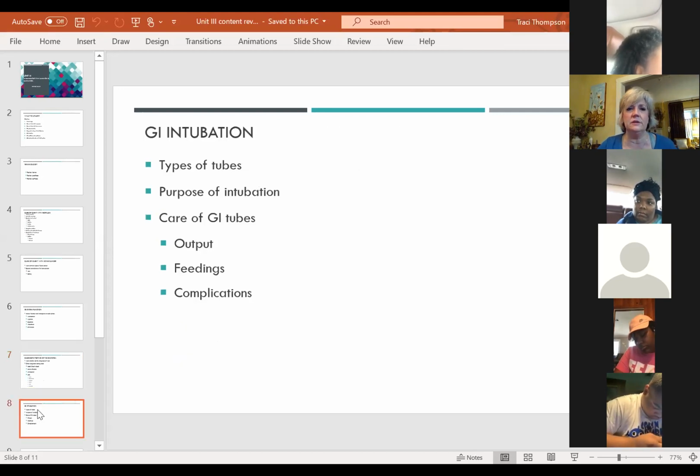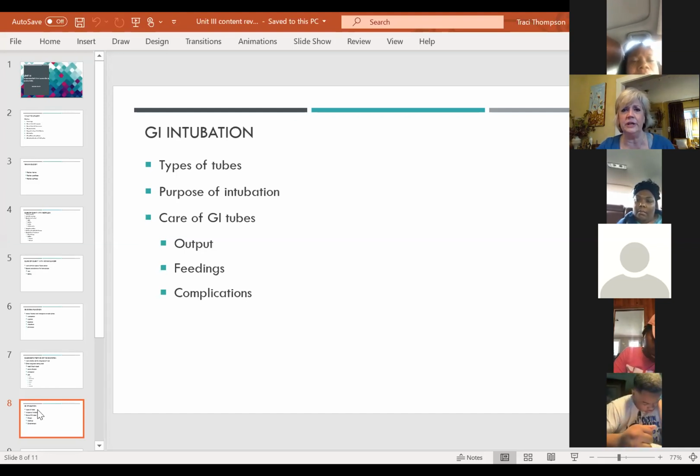So our next objective was GI intubation, types of tubes. Our most common that we're going to see in the hospital setting is a Salem sump, and that's usually to help decompress a stomach that's gotten bloated for whatever reason.